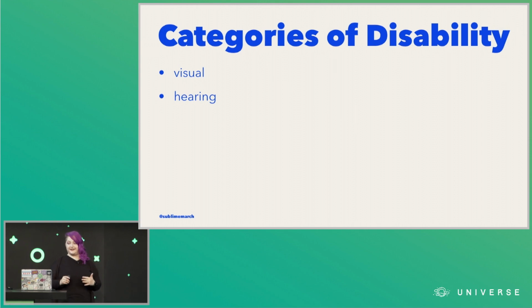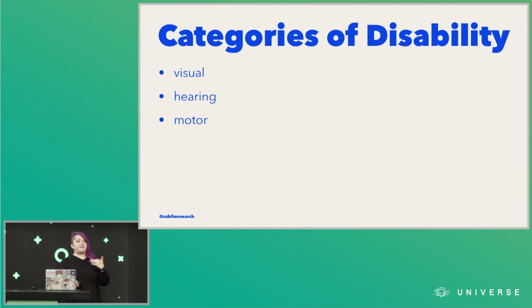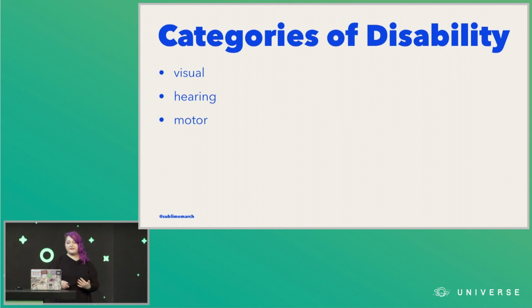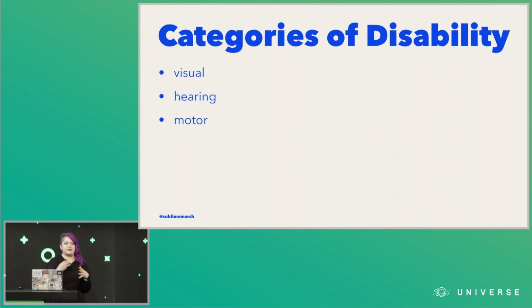The next is hearing. So this includes deafness, folks who are hard of hearing, things like hyperacusis, which is a sensitivity to certain frequencies and volume ranges of sound. Next is motor disability. So this includes things like paralysis, cerebral palsy, carpal tunnel syndrome, repetitive strain injury, things like dyspraxia, which affects the planning of how you coordinate your movements when you move your body in some way. In general, these can cause an inability to use a mouse, a slower response time than somebody without a disability, or limited fine motor control. So those are the motor disabilities.